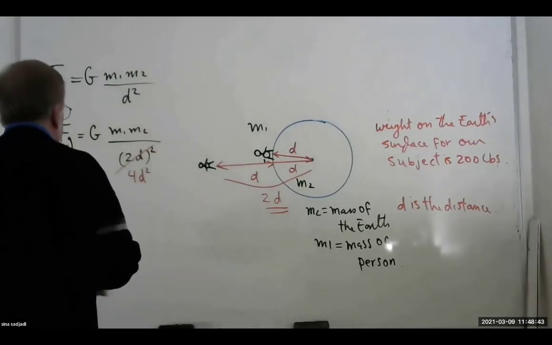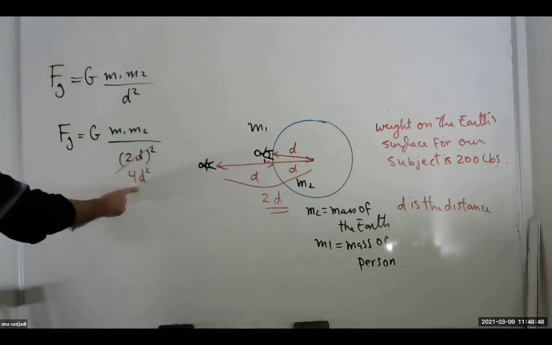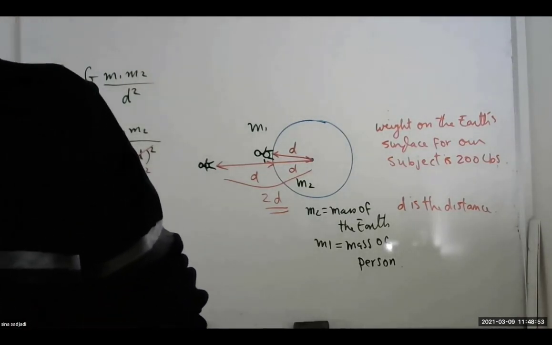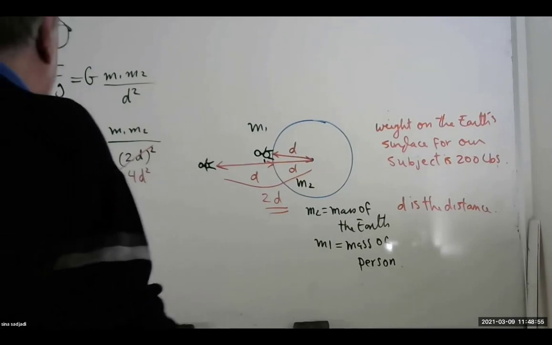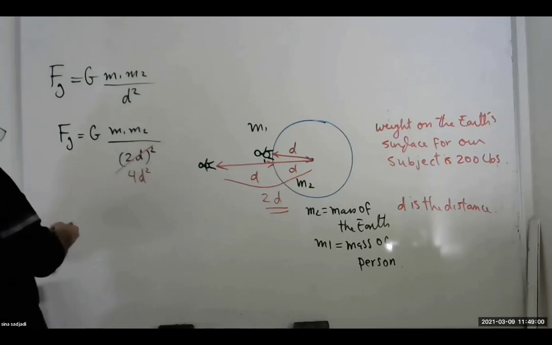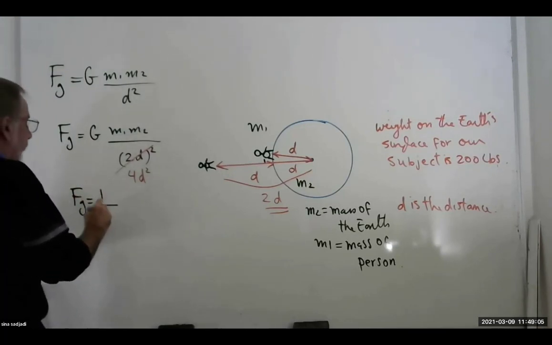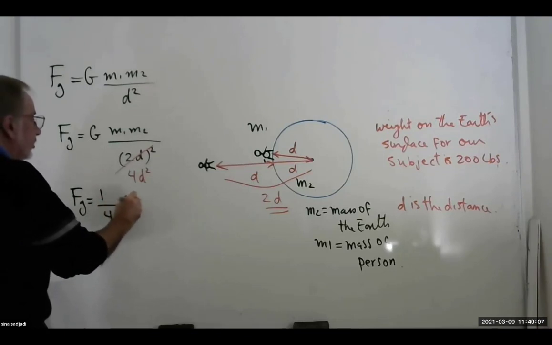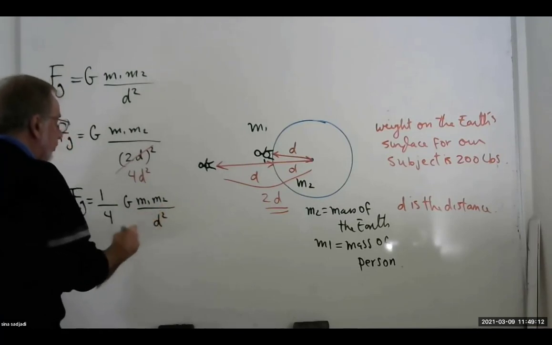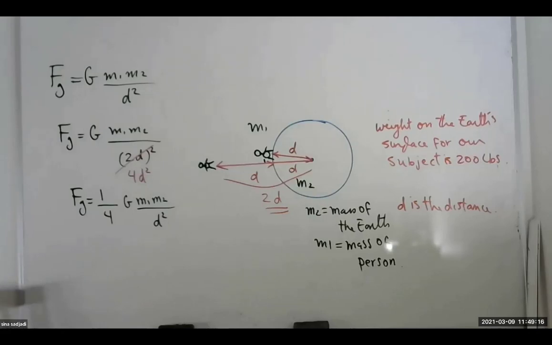All right. So now that it's 4D squared, I can rewrite it. I can take the 4 out. Because remember I said we can multiply everything by the same number on one side and the other side. Instead of it multiplying here, we can just move it here. So the force of gravity is equal to 1/4 now of G times M1 times M2 divided by D squared. All right, so his weight dropped 4 times.